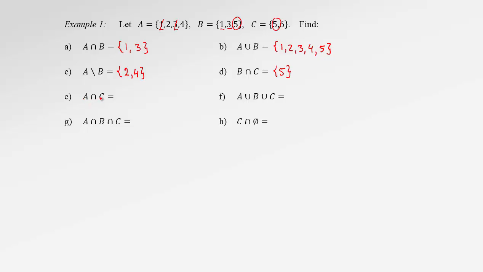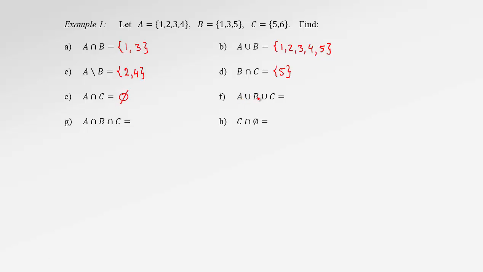Intersection of A and C. Let's erase our previous markings. The intersection of A and C is the common part of A and C. But notice there is no common number, because those numbers are lower than 5 and those are higher or equal to 5. Therefore, there is no element in this set. We need to write an empty set.